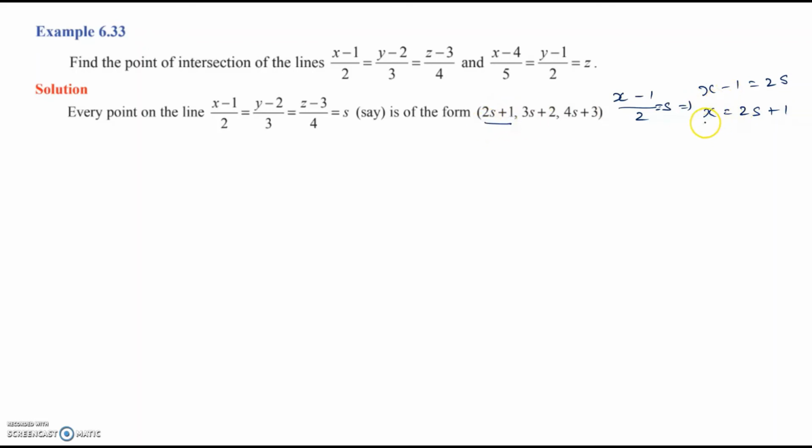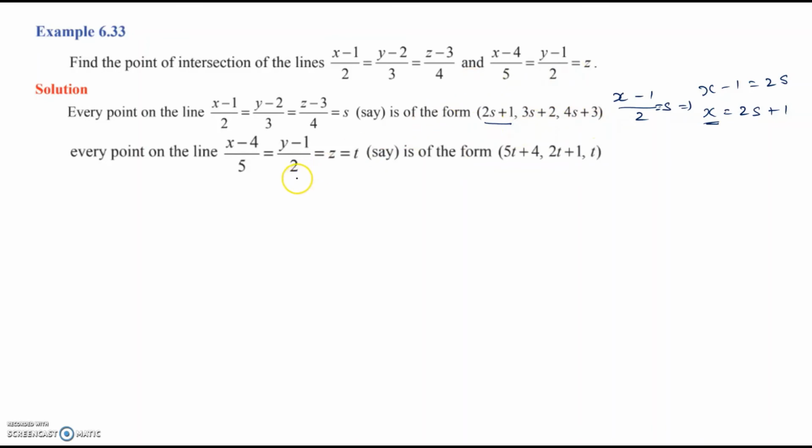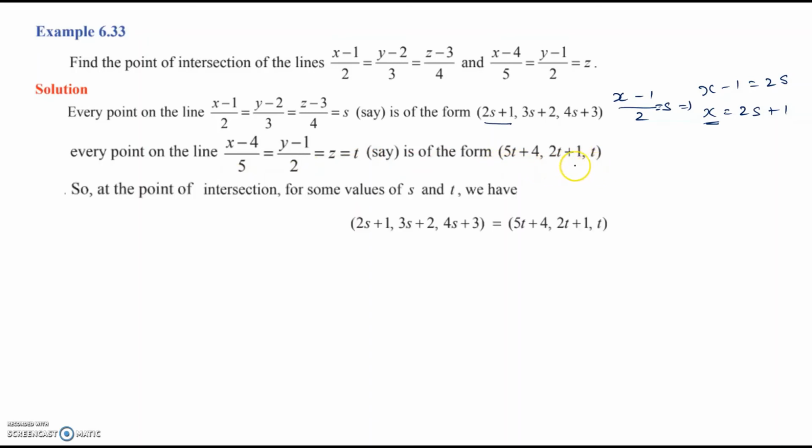So that is our x. Similarly, you can find y and z. So those are our y and z values. Similarly, for the second equation, equating it to t and rearranging, we get this value. Now, we know that these values are supposed to be equal, which means 2s plus 1 is equal to 5t plus 4. Similarly, 3s plus 2 is equal to 2t plus 1. And 4s plus 3 should be equal to t. So that's what we are going to bring down here too.